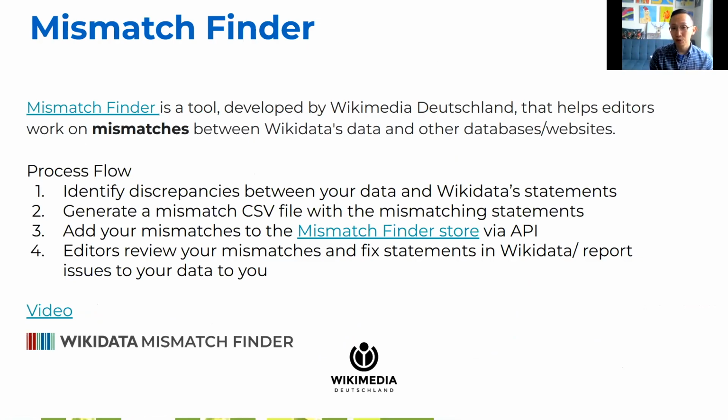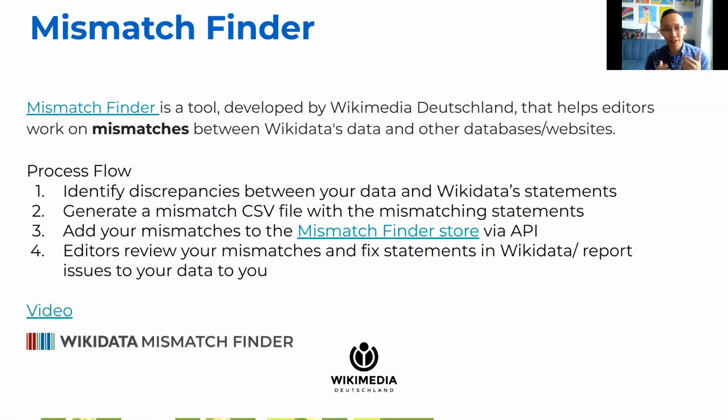Mismatch Finder is a tool that's developed by Wikimedia Deutschland. It helps editors to work on mismatches between Wikidata's data and other databases or websites. The libraries will have their own websites and databases, and if they link to Wikidata, then if there are mismatches, someone needs to identify the mismatches and resolve the mismatches, right? So what does the whole process look like?